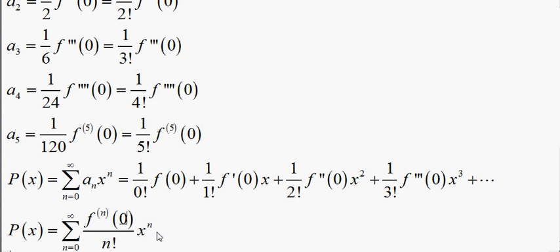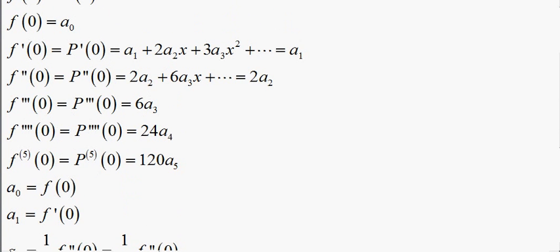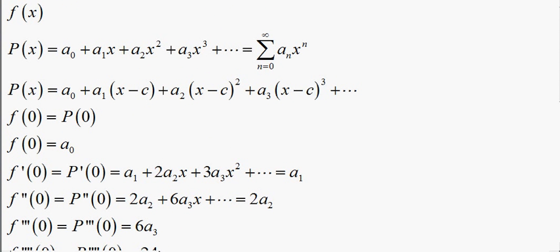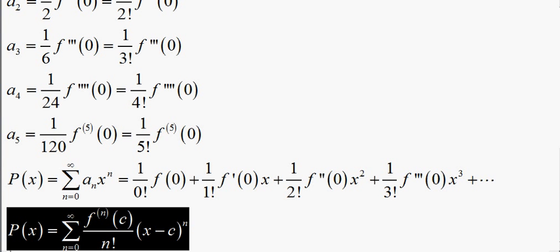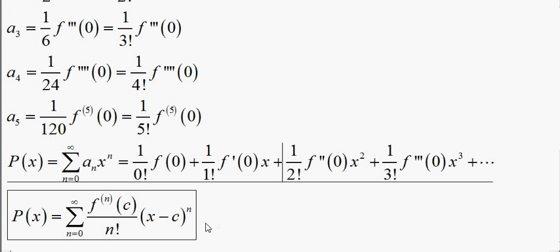All we have to do is modify this formula to write it as f of c instead of f of 0, because we're evaluating it at c, not at 0. And that is basically it. One last thing: you can't forget what we just did. We replaced all the x with x minus c. There. And this right here is your Taylor series formula.